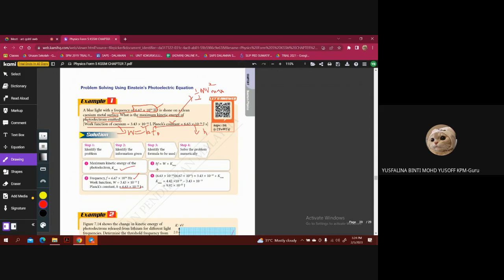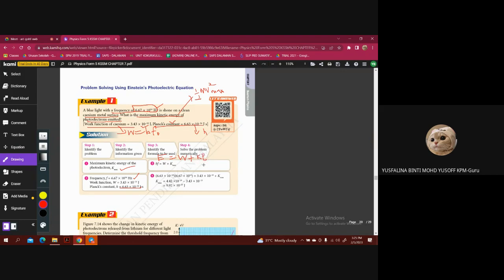So we use the formula, remember, the conservation of energy: the photon energy equals the work function. The work function is the minimum energy that you need to give to the metal surface so the photoelectron can come out, plus the maximum kinetic energy.